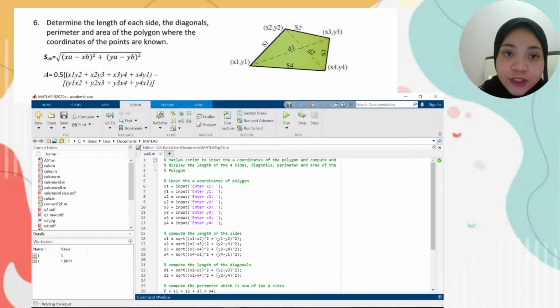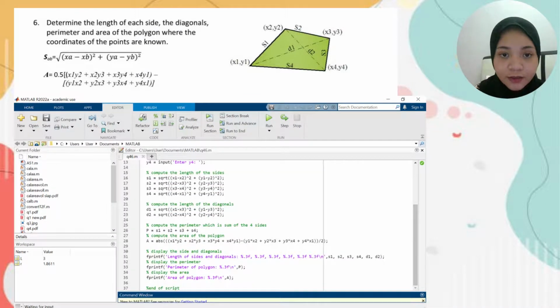So how do we start to answer this question? Firstly, type in the script that it is a MATLAB script to input the 4 coordinates of the polygon and compute and display the length of the 4 sides, diagonals, perimeter, and area of the polygon. Type what we want in the first line. Okay, next, type the input of the four coordinates of the polygon. So just type x1, y1, x2, y2, and so on until the last one. Okay, next we continue.